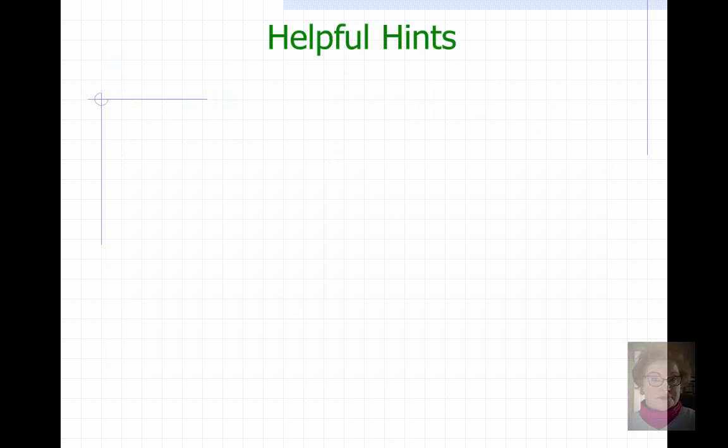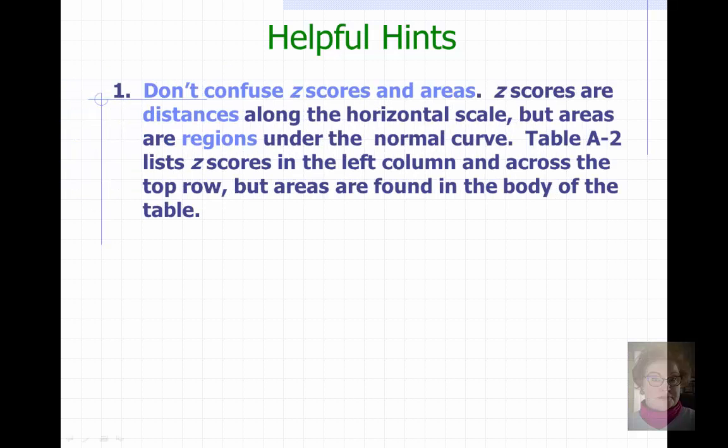Now, when you're doing this, some helpful hints. First of all, as I said in the last lecture, don't confuse z-scores and area. Z-scores are the distances along the horizontal scale, but the areas are the regions under the normal curve. The areas give us the probability. The areas are found in the body of the table, and the z-scores are on the left and top margins.